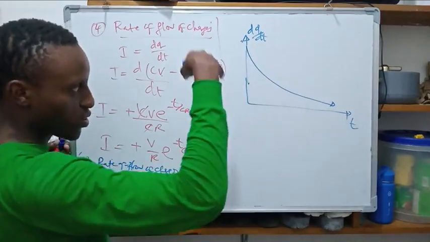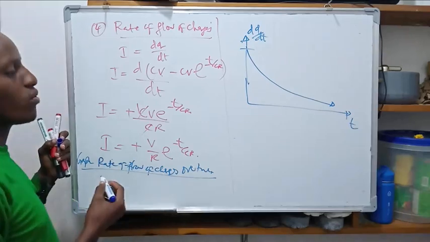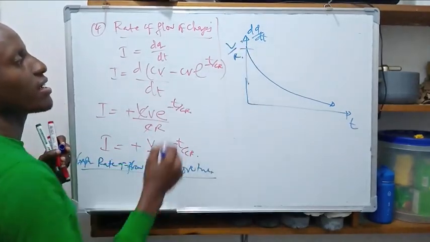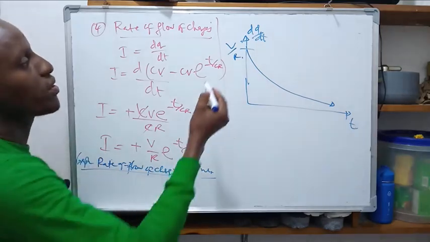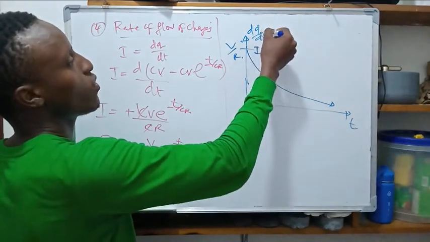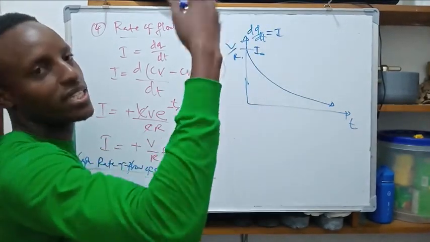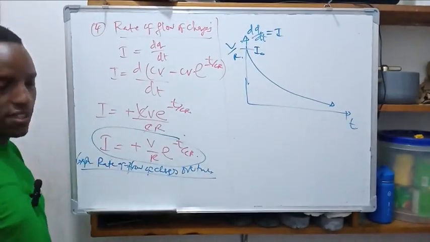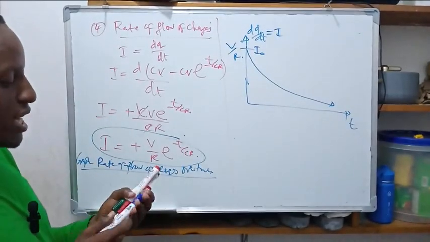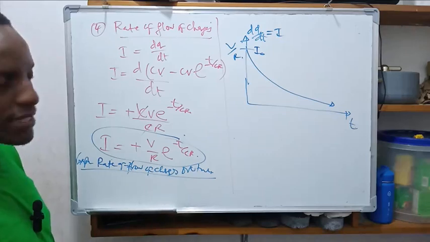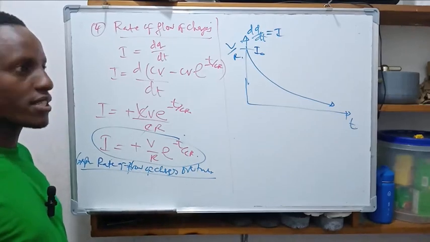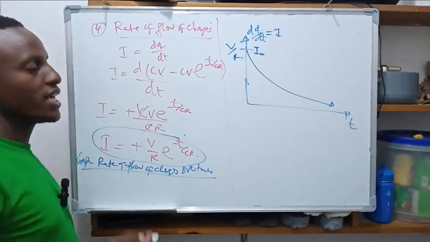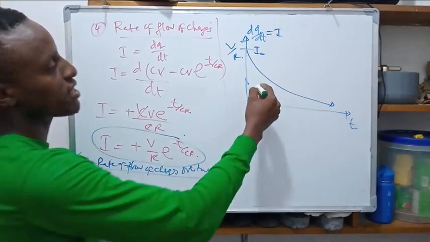the rate will just go on decreasing, while here it's just V over R, the initial current. We can say this is the initial current here, or this is the current flowing at a given time. I told you the nature of the graph there the first time. So, speaking about the rate of flow of charge, this is the graph for it.